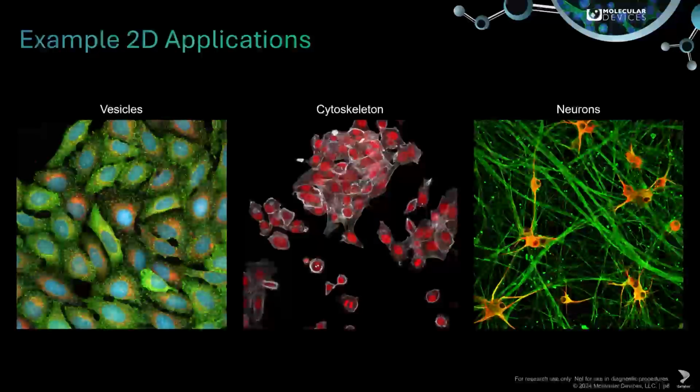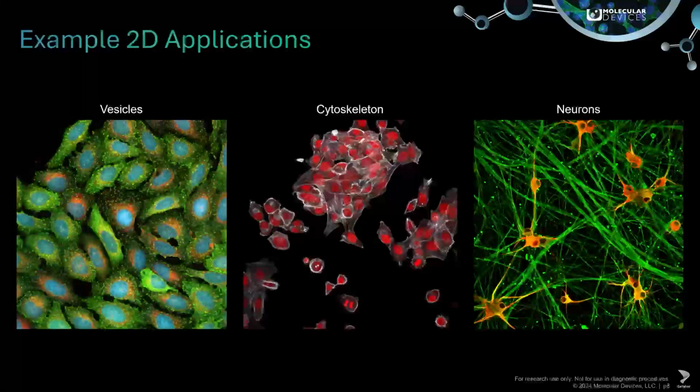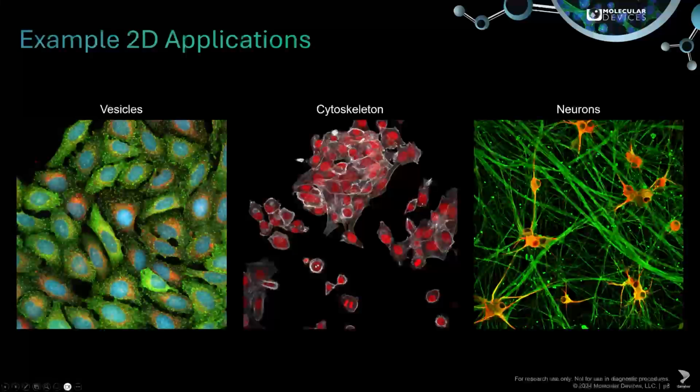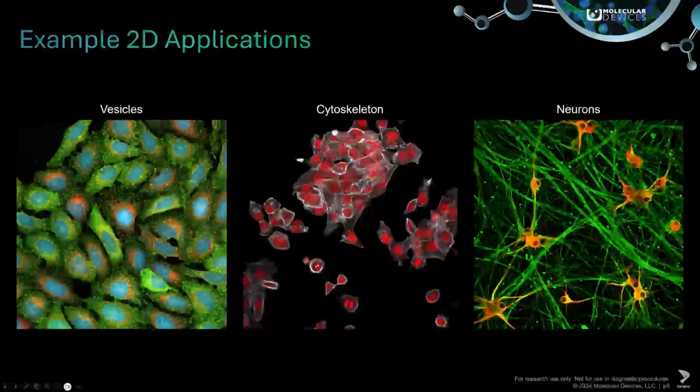A few example 2D applications are shown here. Again, the system is quite flexible, so many applications can be addressed. We say from A to Z. Here you can see some examples with some puncta here looking at vesicles, such as in receptor internalization, looking at cytoskeletal architecture here in the middle, and very complex networks, such as doing a neurite outgrowth analysis.